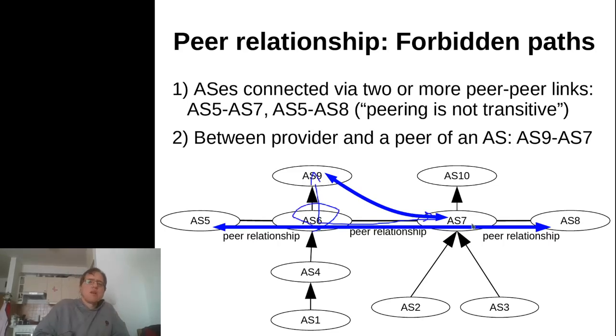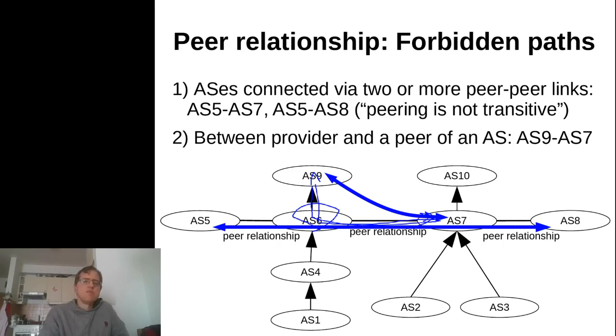and its peer. This is the type of forbidden path which usually causes the most mistakes when people have to decide between feasible paths and forbidden paths. So this is the type of path that most people actually get wrong when solving little tasks.